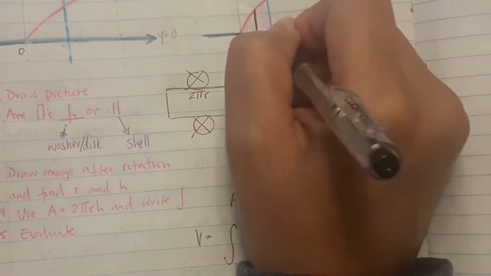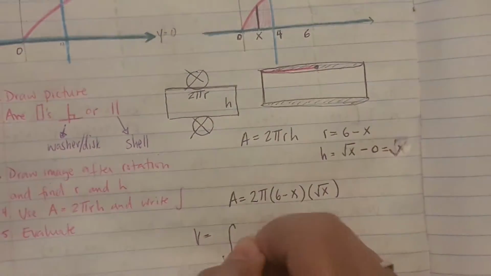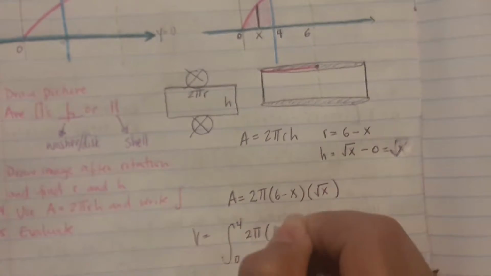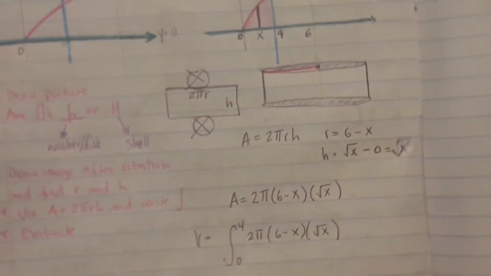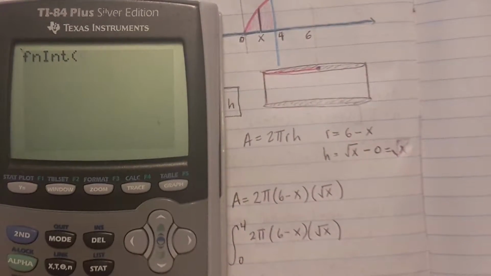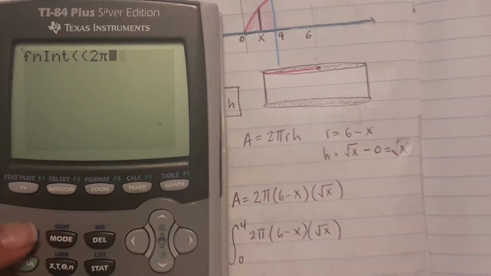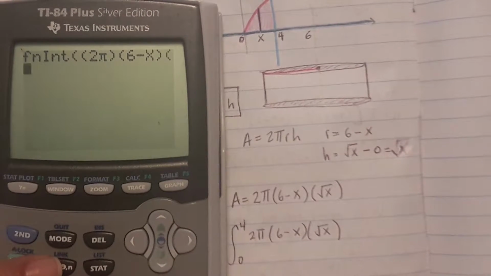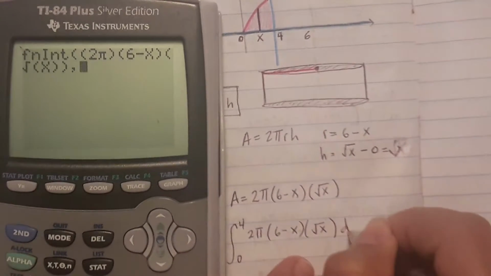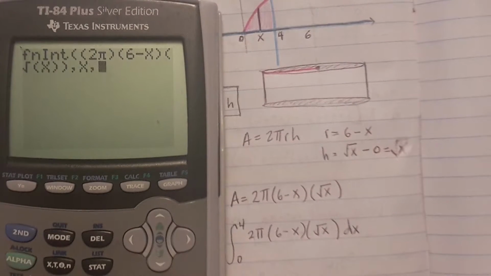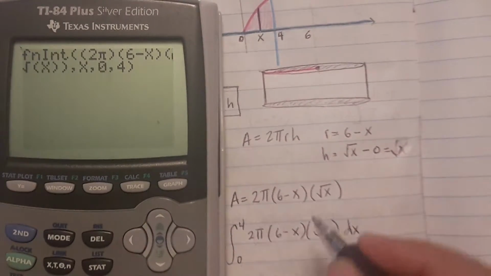Now, the integral is going to go from 0 to 4, because everything is in x. Remember, everything must be in x, of the area with respect to x. So again, make sure when you put your functions in, you open and close parentheses. Then comma, with respect to what? dx. So I'm going to put x, comma, from 0 to 4. Make sure it's separated by commas, and you close the integral.